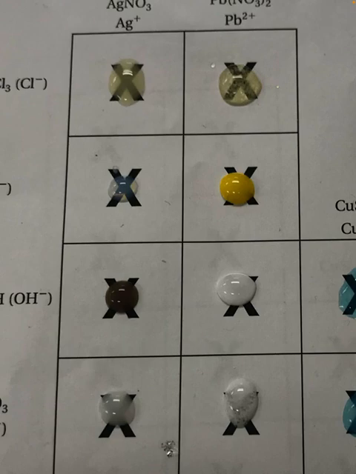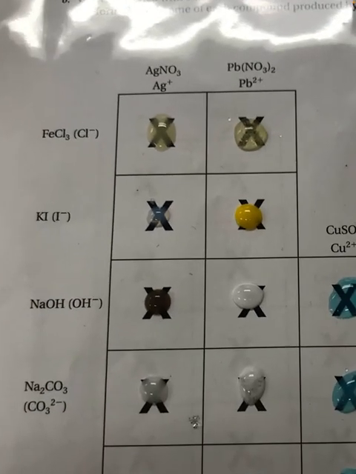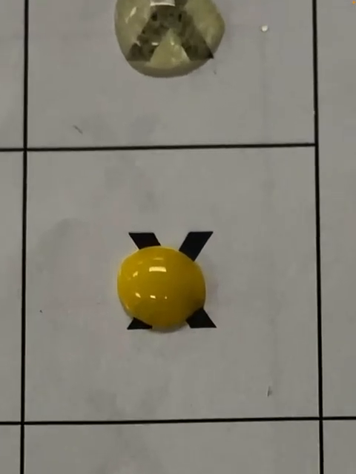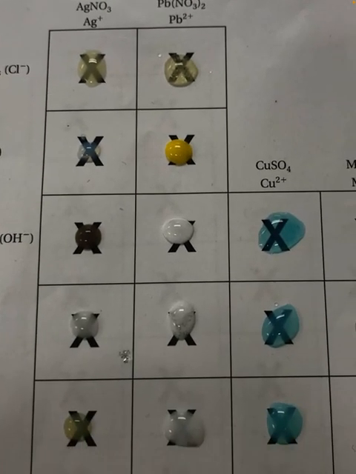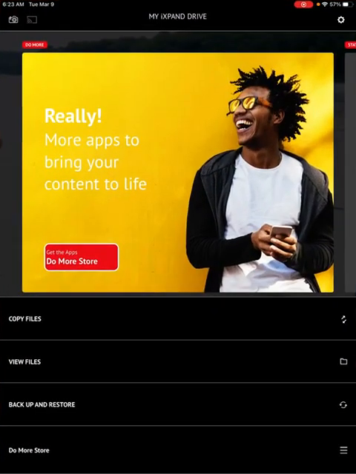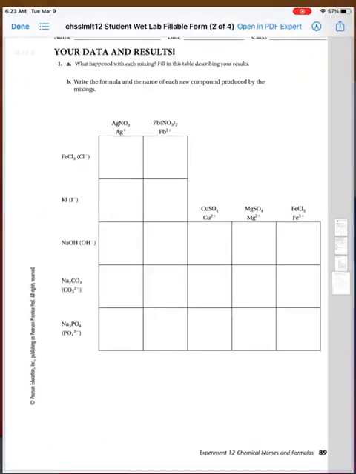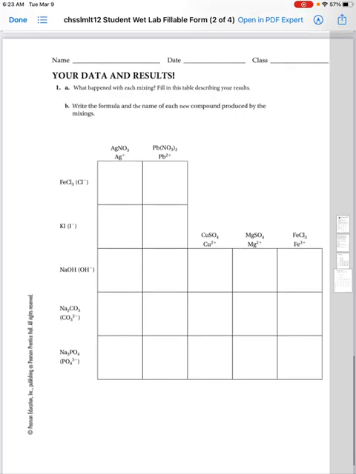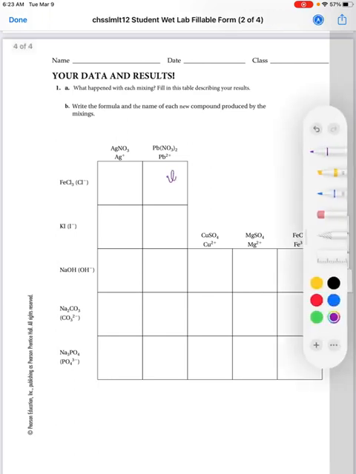Some of them were described as tan. For example, this one here, I could see that. Brown. Depending on your source, this is described as yellow, or I've seen it more frequently described as canary yellow. So we're going to go through and fill in each box and answer our required data. Here's what it says: write the formula name and the name of each compound produced by the mixings. So I'm going to go through and name them and just quickly go through.